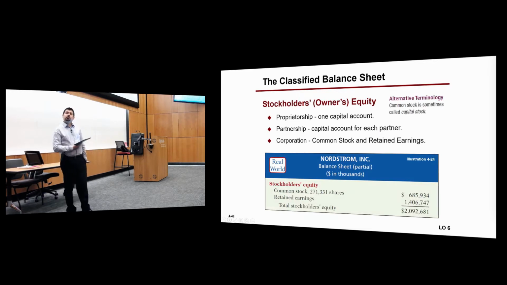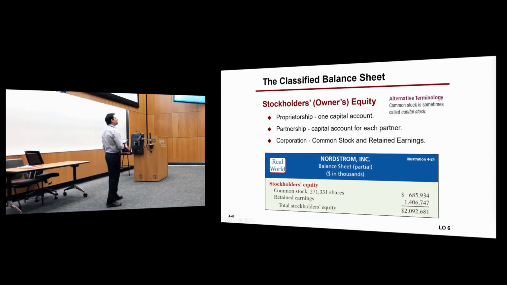Stockholders equity. Usually when it's a proprietorship, you have just one capital account because it's for the owner. When it's a partnership, you have one capital account per partner, basically saying how much each partner contributed to that company. And when we have a corporation, we have common stock. Basically, we have common stock and retained earnings, of course. But later on, we will learn about other types of stocks. For now, you have common stock and retained earnings.